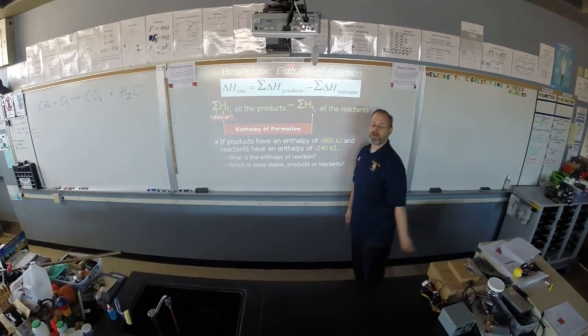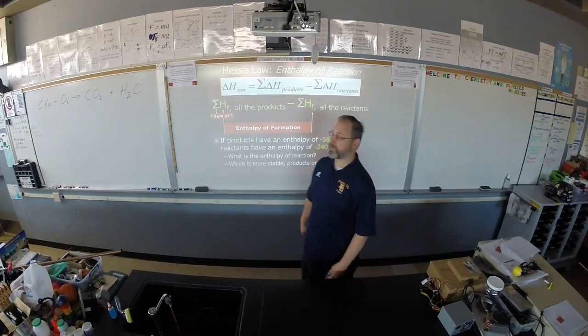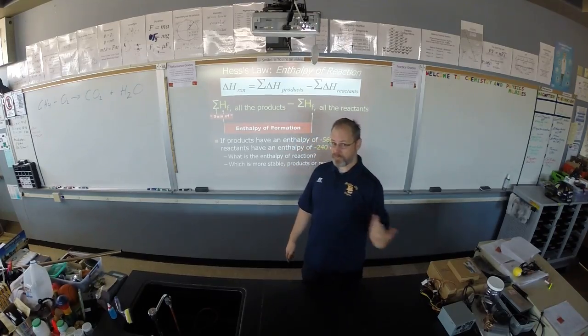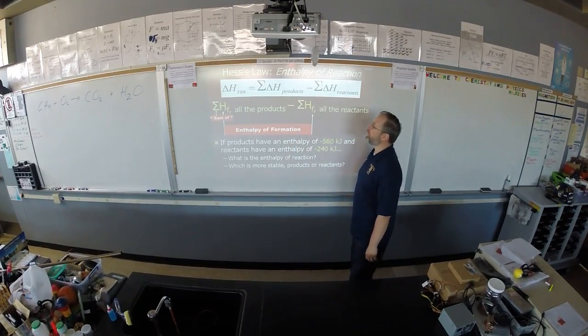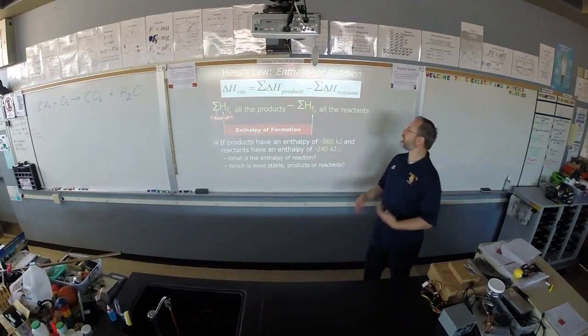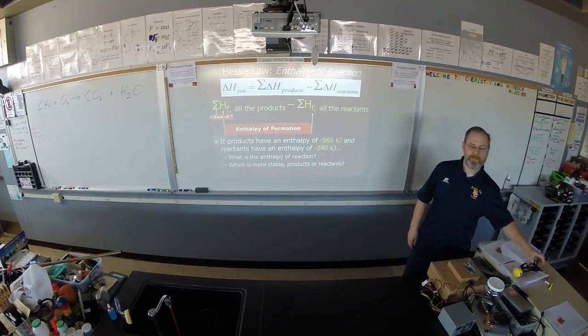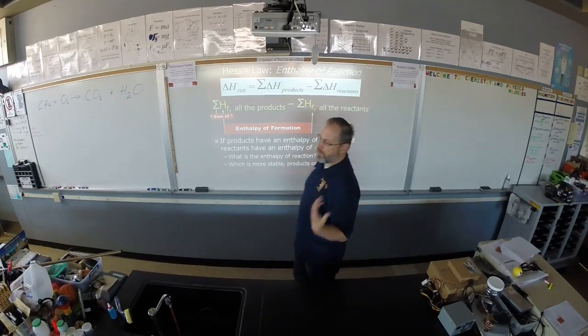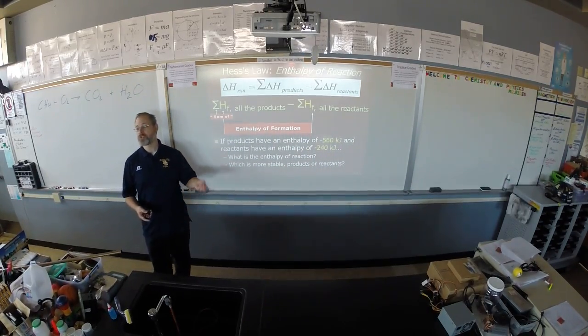So this is what we talked about. If your energies are given to you, if your products and your reactants are both given to you, you can just subtract. Easy. Okay? So Hess's Law says all the products minus all the reactants. Great. But sometimes you don't have the energy of all the products and all the reactants. You actually have the energies of individual species.